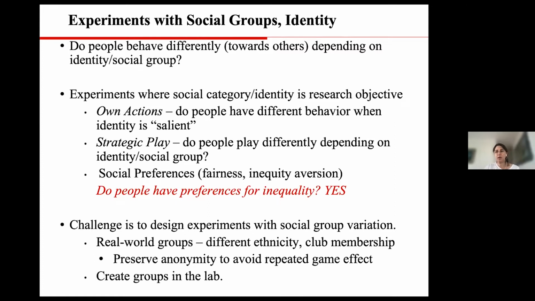Another method is you create laboratory groups. So you create groups in the lab, and you'll see in some of the experiments that I'm going to show you that people enter the lab and they get assigned to groups. So you're in group A, you're in group B, for example. Those are sometimes called minimal group experiments, and I'll describe those later. So there are really two ways of doing this: real world groups, where those labels are used inside the lab, or fictive groups which are created inside the lab.